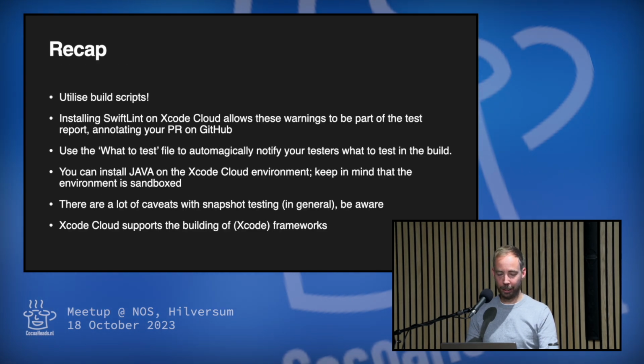So to recap, finally, utilize build scripts. Build scripts are really awesome. They're really the powerhouse of Xcode Cloud. They unlock all the features that other platforms also have. We've seen that installing SwiftLint on Xcode Cloud allows warnings to be part of the test report, so it can be part of the report in your PR, etc. We've seen how to use the what-to-test file to automatically notify your testers about what to test.